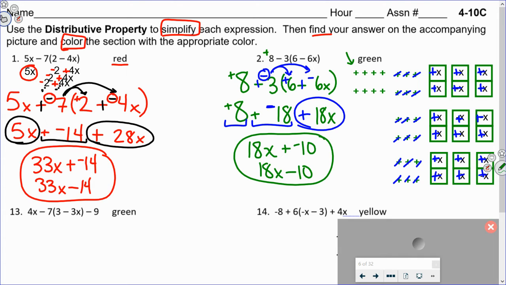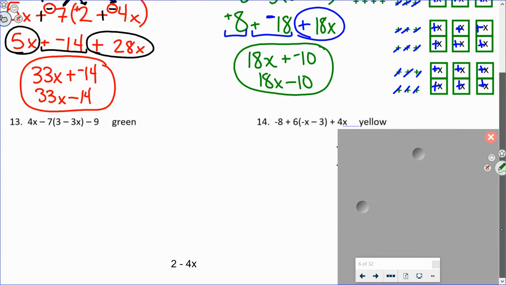Let's pop on down. Let's do numbers 13 and 14 now. And these are for real. These are some pretty tough stuff.